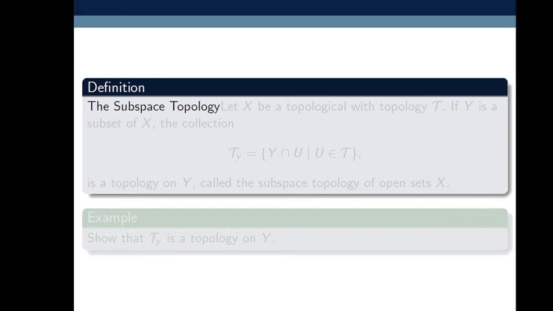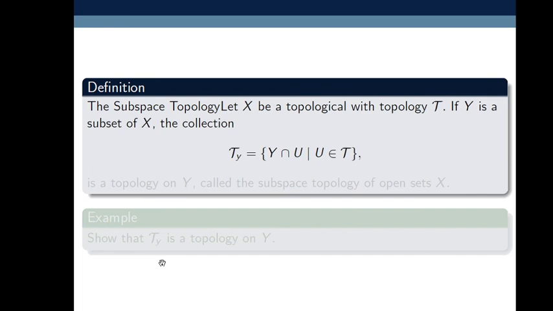Now the next definition, the subspace topology. Let X be a topological space with topology tau.